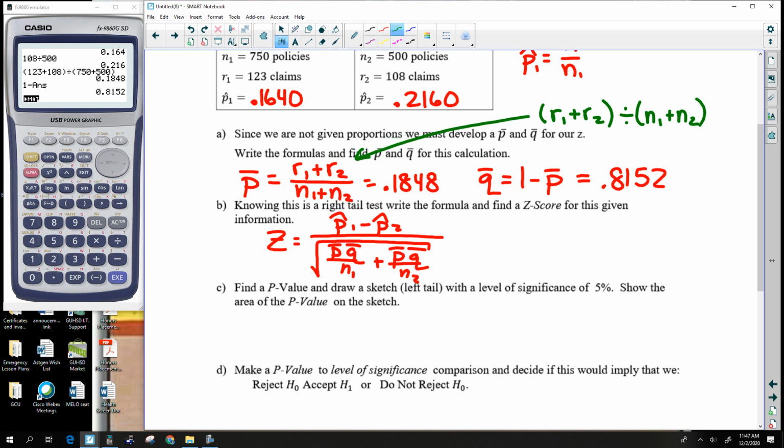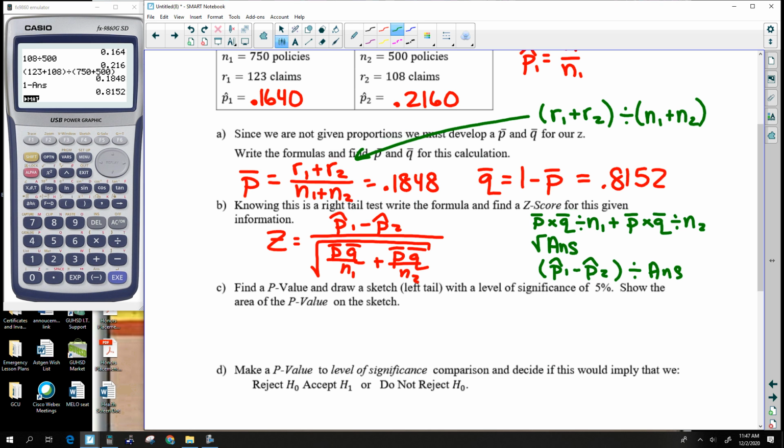I begin with the very, very bottom, the inside. So I begin with P bar times Q bar divided by N1, and I add P bar times Q bar divided by N2. That is on the inside of a square root, so I go ahead and square root that. That is the complete bottom, so I can't take this divided by top, I have to take the top divided by the bottom. So I put the top in its own unique parentheses, and then I divide by this bottom. The top being P hat 1 minus P hat 2.